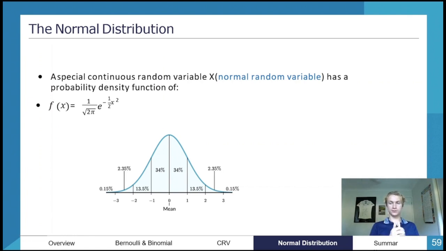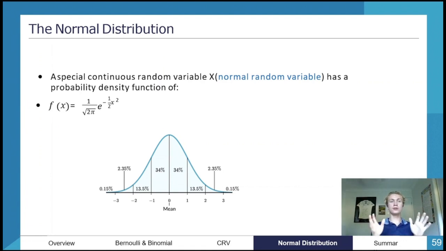Okay, normal distribution. It is a special continuous random variable x, which is a normal random variable, with a probability density function of this. You do not need to know this probability density function. Just know that that's the normal one. Maybe it comes up in multi-choice. That weird expression describes a normal random variable. And we have these different properties of it and these different values, which we're just going to memorize.